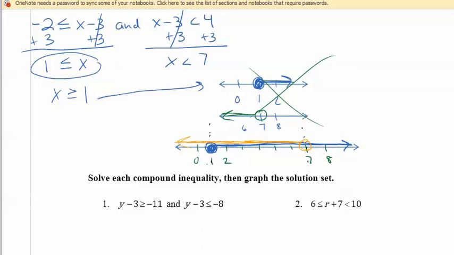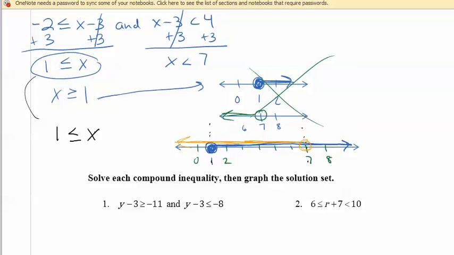Okay? Well, I can see that 1 is included in my solution, 2, 3, 4, and of course all the decimal points in between there, up to 7, but it doesn't include 7. So if I wanted to write this as a compound inequality, let's say that I left it like this: 1 is less than or equal to my x.